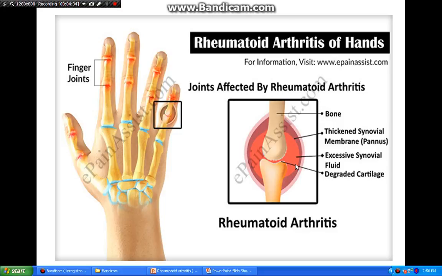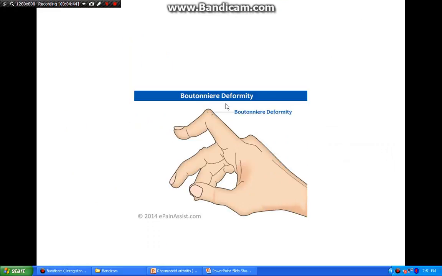So you have to feel every joint, mostly the proximal interphalangeal joints, and also the MCP joint is the most important. Also you have to look for other deformities as well. Okay, so let us talk about the deformities.